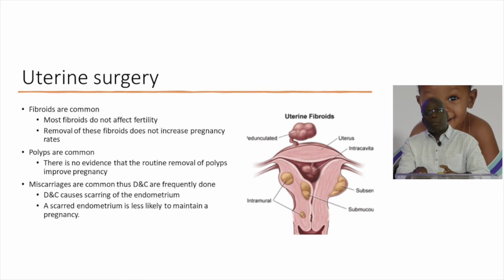The second common problem we see in the uterus is uterine polyps. Now, in general, these polyps do not cause any problem, so we don't have to remove them. There's no evidence that removing uterine polyps will improve the pregnancy rate. So don't remove them unnecessarily, unless there's a specific problem, like heavy menstrual bleeding or a history of previous miscarriages. Then we may consider removing them.